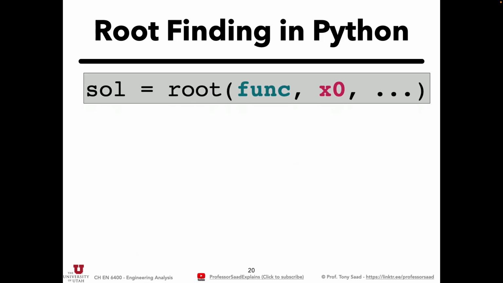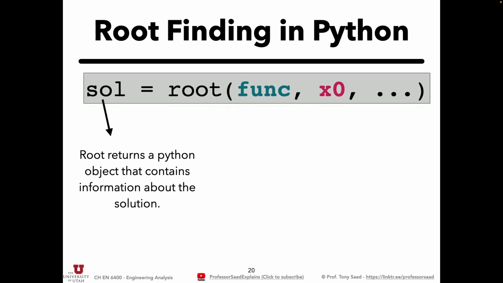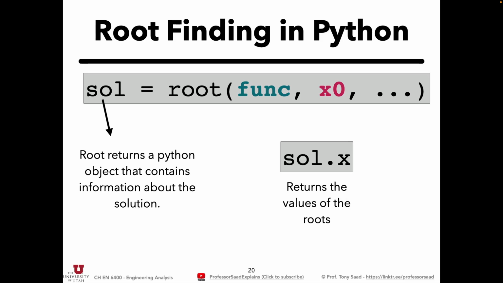Now, sol, that variable, that root, returns something. We're going to store it in sol here, just for the sake of the argument. This sol is a Python object. Don't worry about what that object is. You can dig into it. It's just a storage container that contains information about your solution. So once we see this, sol is going to print out: did I converge, what's my error, how many function evaluations did I do, etc., including the roots themselves, the values of the roots that you're interested in.